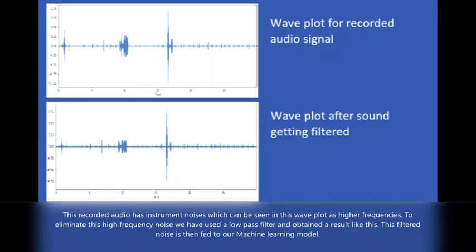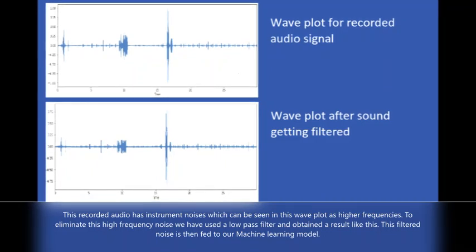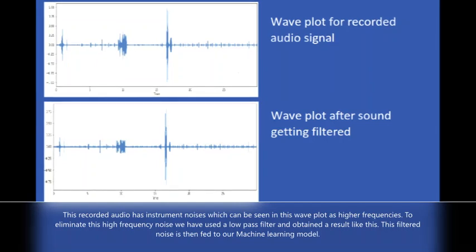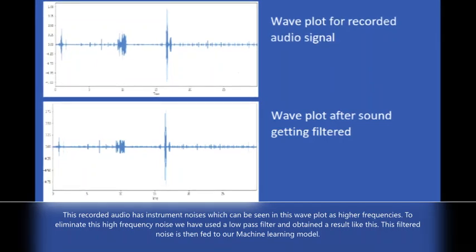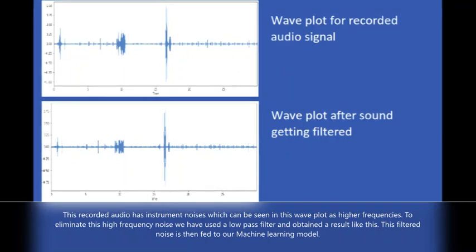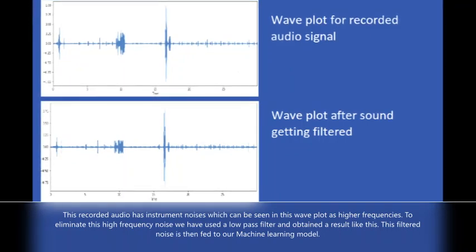This recorded audio has instrument noises which can be seen in this wave plot as higher frequencies. To eliminate this high-frequency noise, we have used a low-pass filter and obtained a result like this. This filtered signal is then fed to our machine learning model.